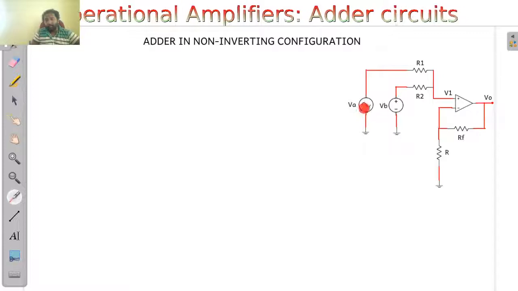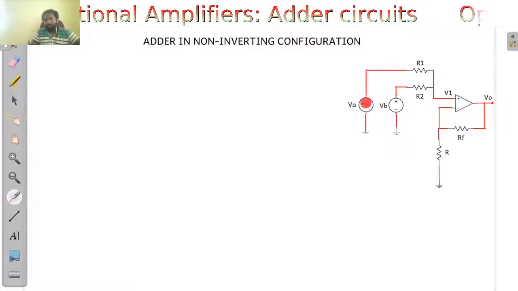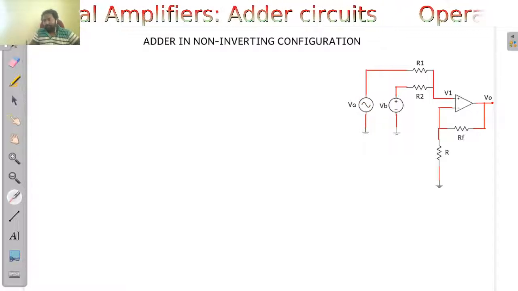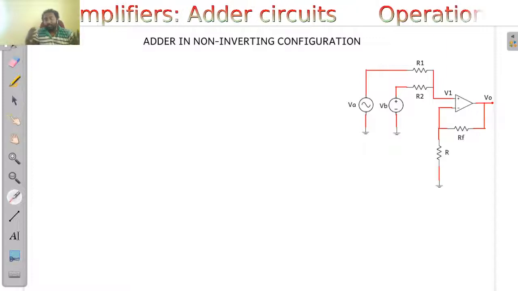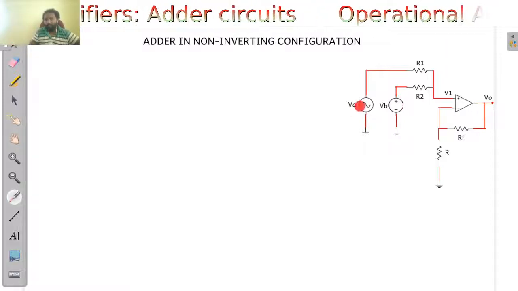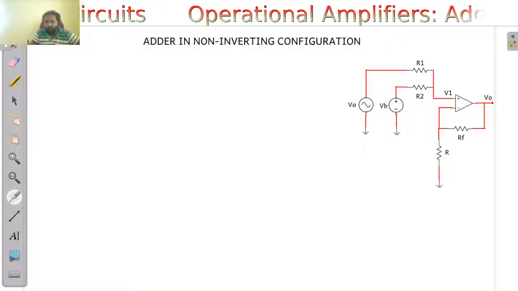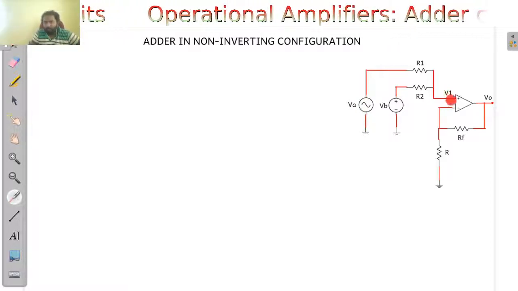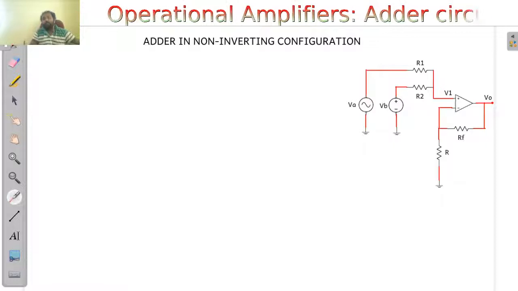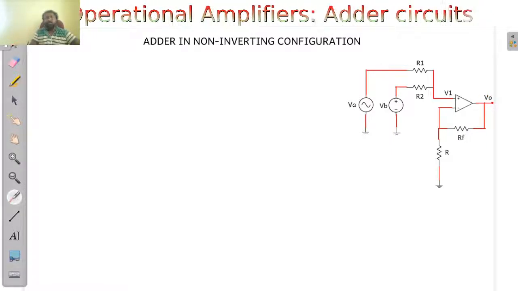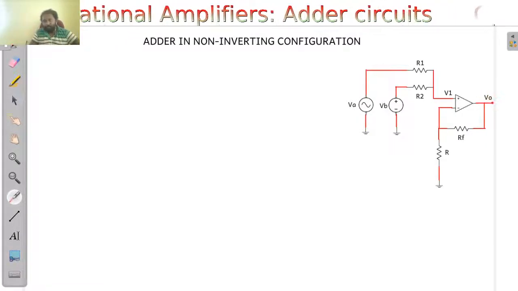It doesn't matter whether it is AC or DC. I am just showing this AC signal and DC signal to remind you that any kind of voltages can be added like this. It doesn't matter whether it is AC or DC. In this case, you are giving the input voltages to the non-inverting terminal. Obviously, there will not be any inversion, that is, there will not be any negative signs at the output, VO.